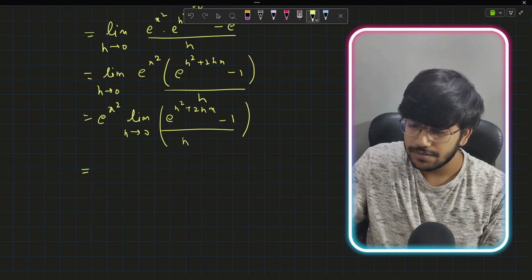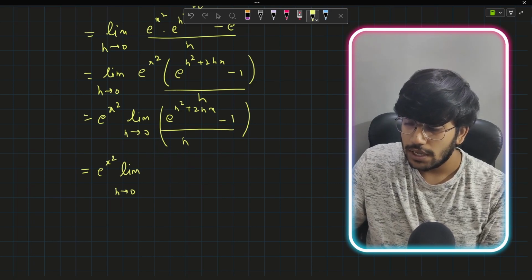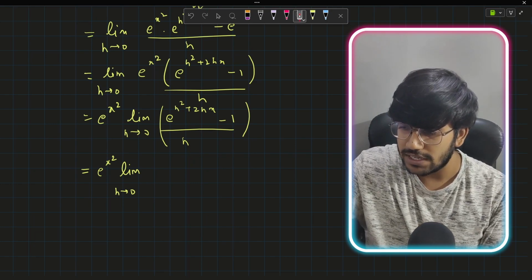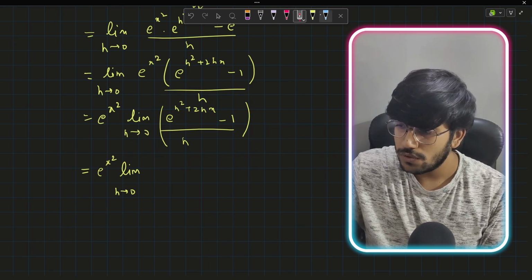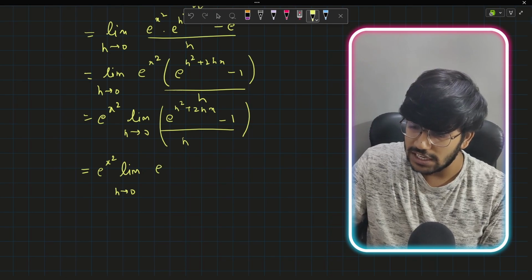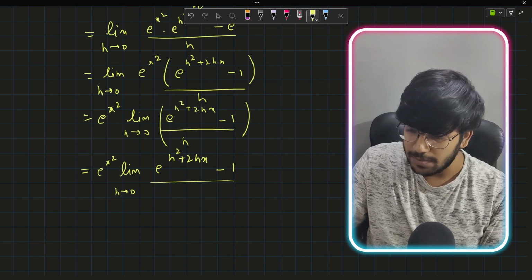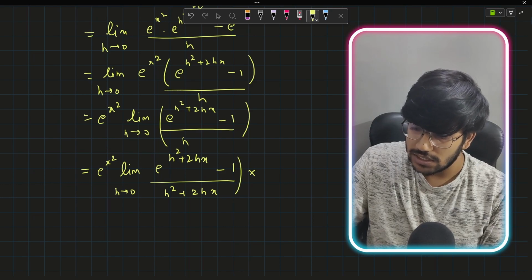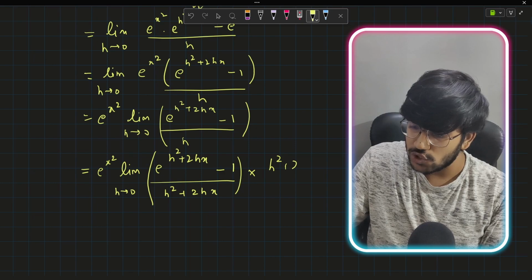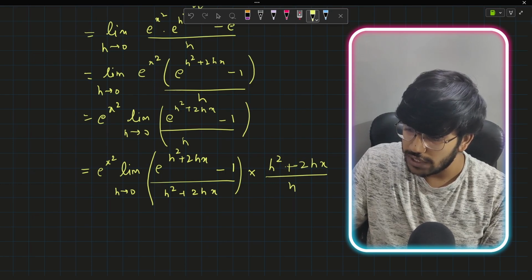So how do we do this? Let's say e to the power x square, limit h tends to 0, and let's multiply and divide this expression by this number. So we can write this as (e to the power h square plus 2 times h of x, minus 1) divided by (h square plus 2 times h of x), and this times (h square plus 2 times h of x) over h.